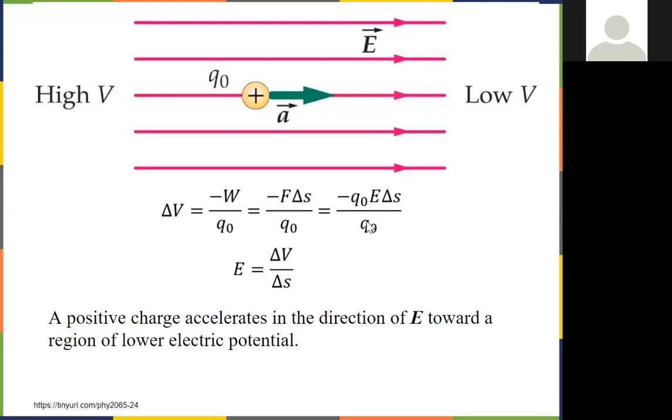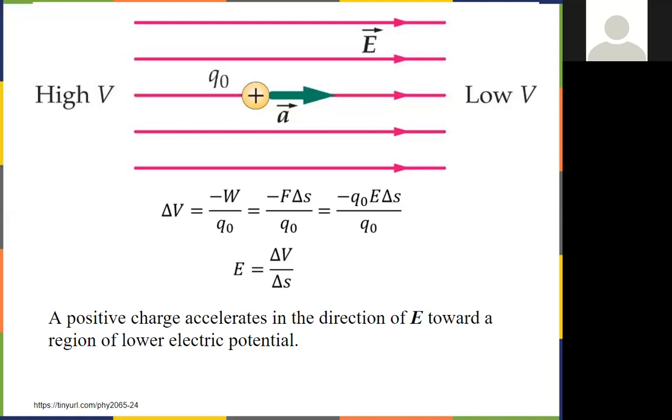Now, if you just focus on the magnitude, then the magnitude of the electric field should be equal to delta V over delta S. In a lot of cases, you'll see that people write delta S as d, the distance. So delta V could be equal to E times distance, all right? Delta S is the distance between the two points of interest.